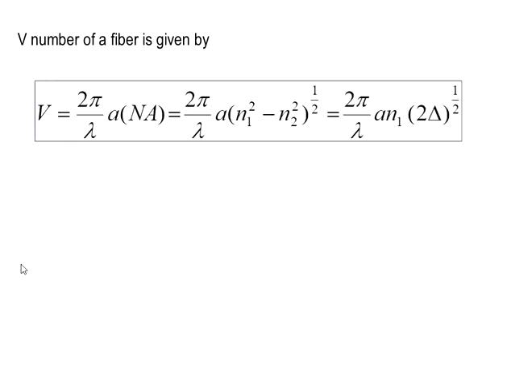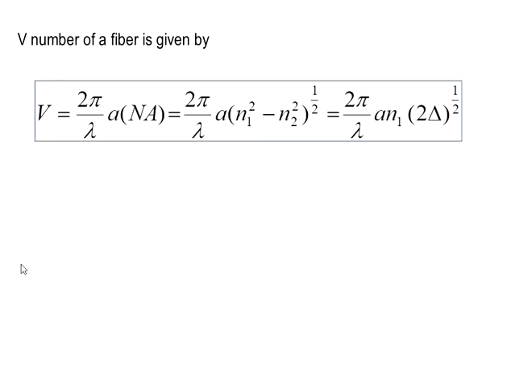In previous lectures, we defined one parameter which is called the V number of the fiber. It is given by 2 pi by lambda into A into NA, where lambda is the wavelength of the light that is passing through the fiber, A is the core radius, and NA is the numerical aperture of the fiber. If we put different values for NA, we will get different equations for this V number.